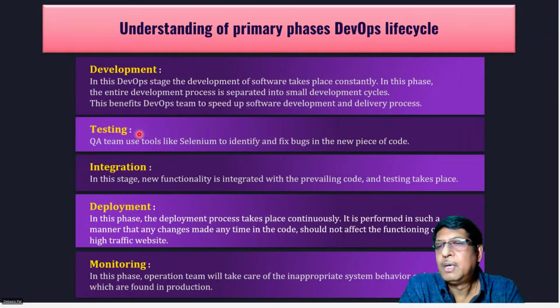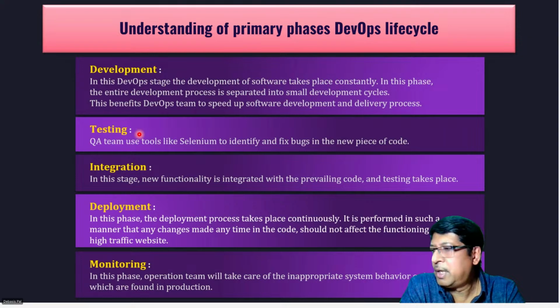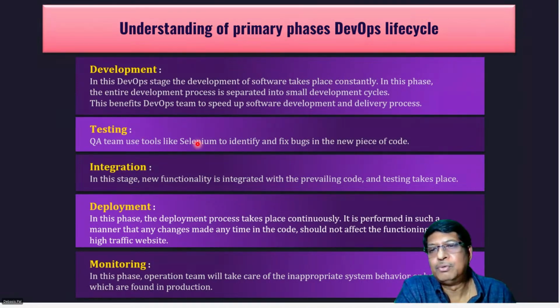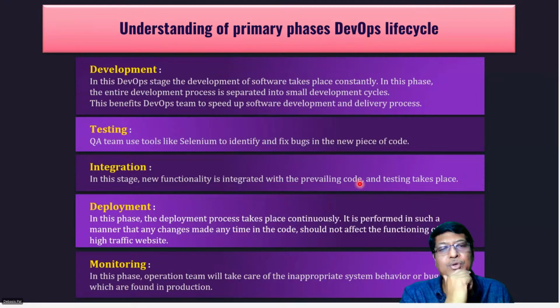The development team, or the developers who are very egocentric, always kept giving a lot of hard time to the testing team. Nowadays, the testing team and the development team work along with each other. They are good friends. They have coffee with each other. That transformation has happened because you have introduced Selenium in the pipeline. In this stage, new functionality is integrated with the prevailing code and tested.